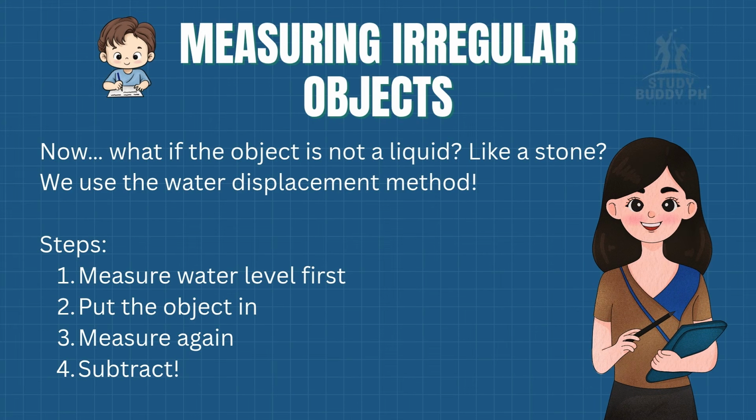Now, what if the object is not a liquid, like a stone? We use the water displacement method. Steps: measure water level first. Put the object in. Measure again. Subtract.